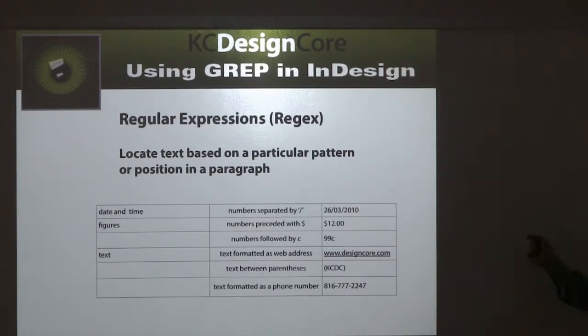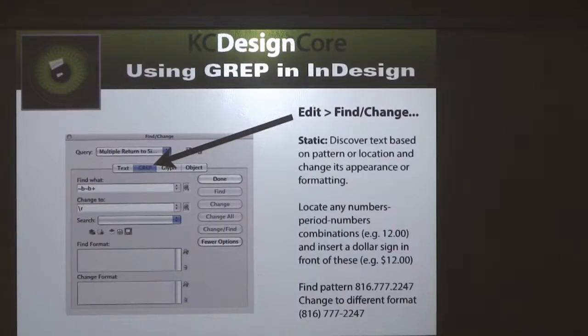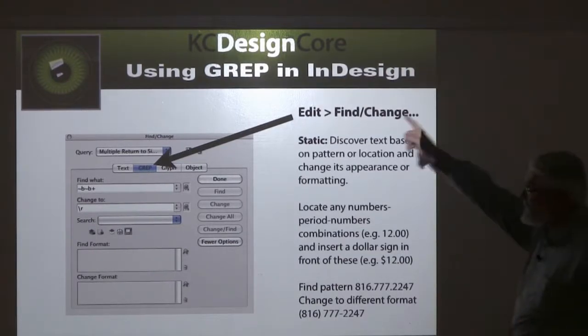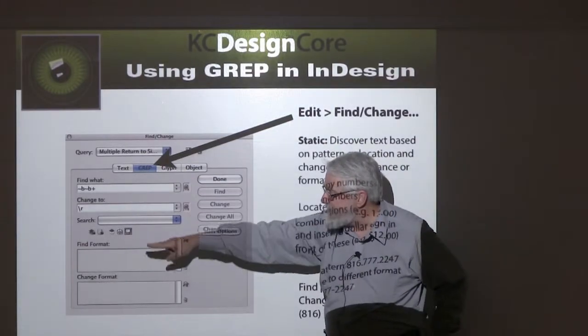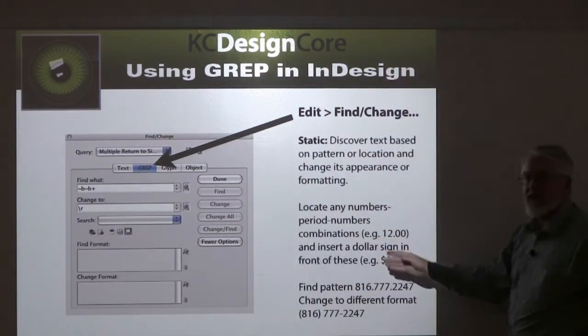You can look for date and time, numbers separated by a slash. You can look for prices, either dollar signs or cents. You can look for text formatted as a web address, text between parentheses, or text formatted as a phone number, and so on. There are two places you can use Grep in InDesign, one of which is in the Find Change box. You can use the Grep part of the Find Change box, tell it what to find and what to change it to.